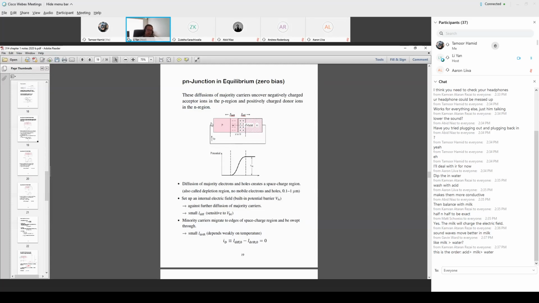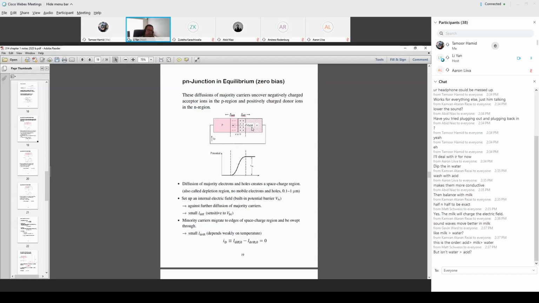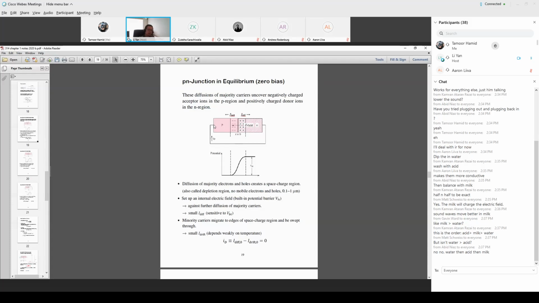Minority carriers in the n region are the holes. Once the holes, by thermal Brownian motion, get to the edge of this space charge region, the positive charge will be pushed by the electric field to this side.